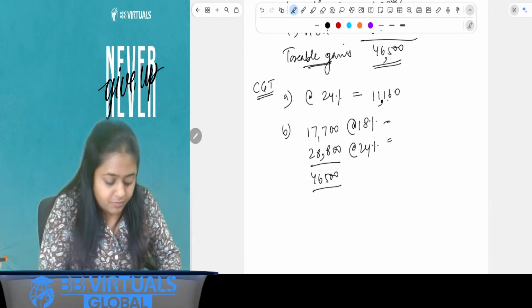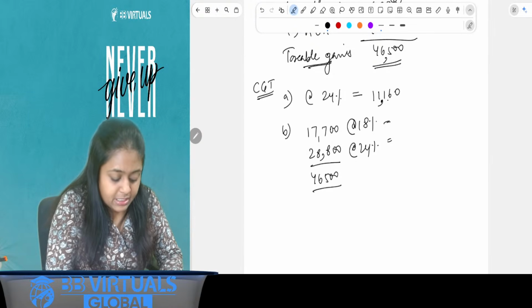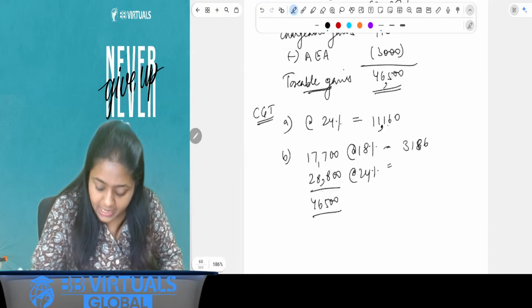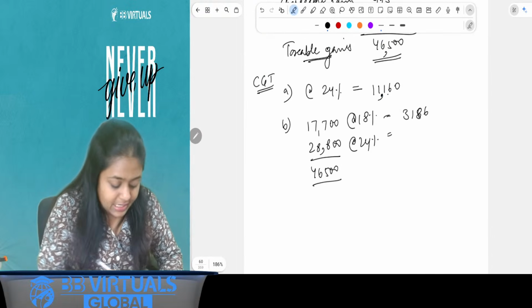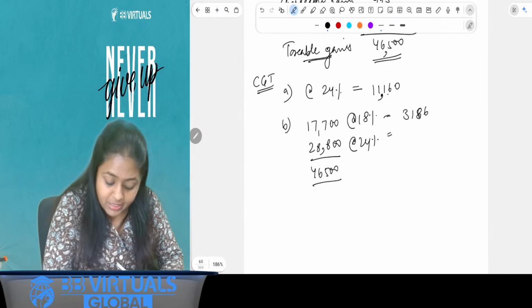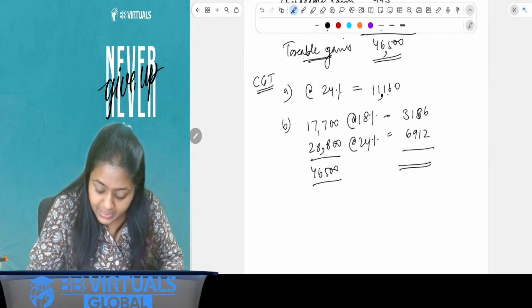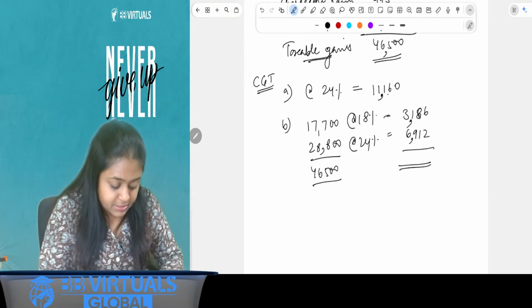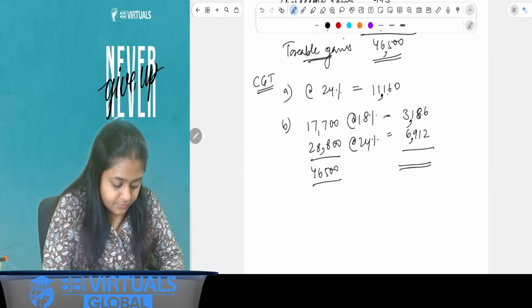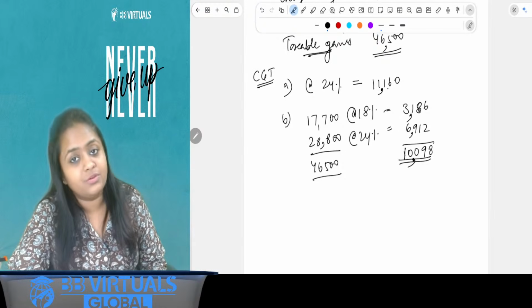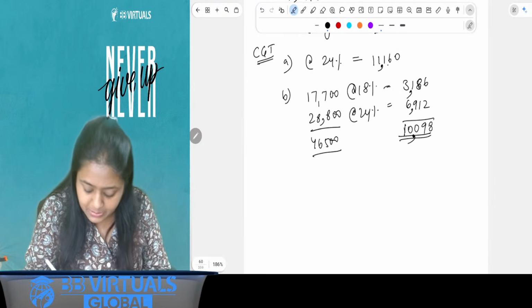So that will be how much? 17,700 multiplied by 18% is 3,186. And 28,800 multiplied by 24% is 6,912. Now you add it and you get your total tax liability. That is 10,098. Okay, 10,098. Done. Now let's do the C part.